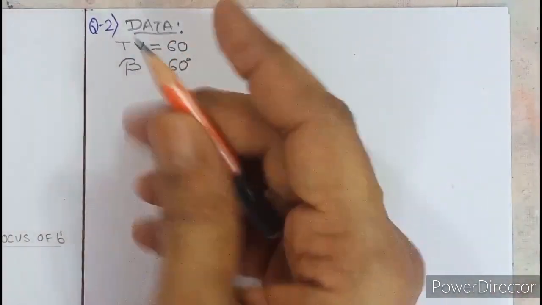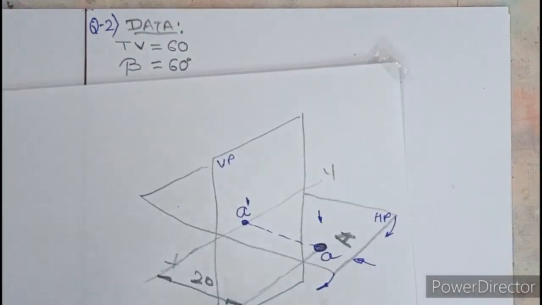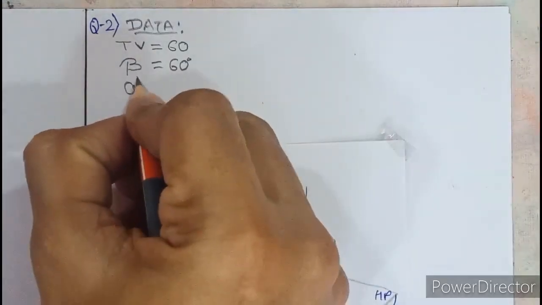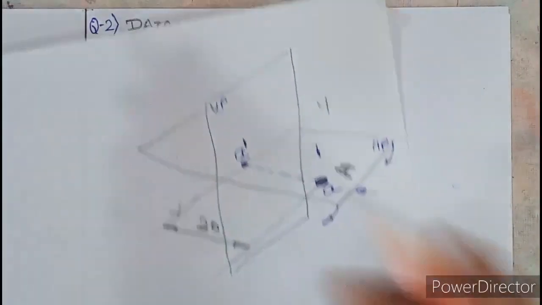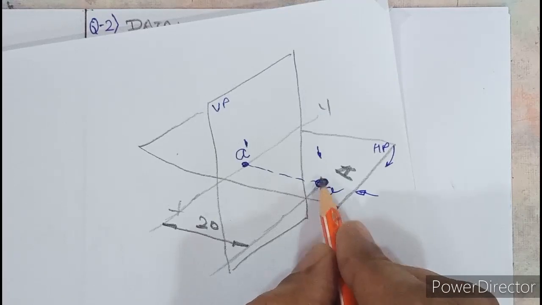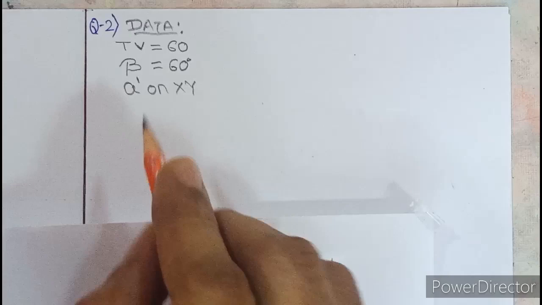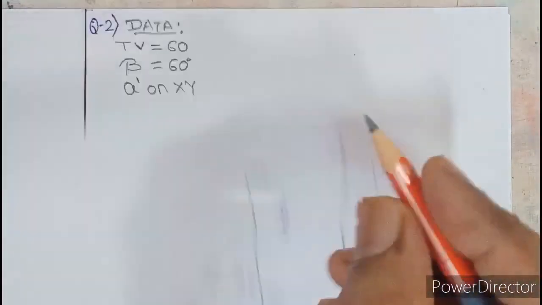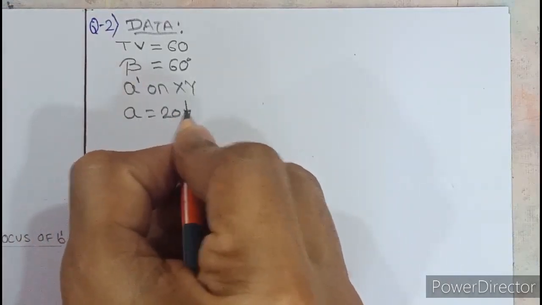So we need to write the data here. So how will you write? Okay, so refer this diagram. So we should write that A dash. See, A dash is on xy, no? Neither above nor below. So you should write here A dash on xy. You should write on xy like this. Standard way to write. And what about small a? It is below xy. So in question they will give you with respect to HP and VP, but while answering you have to specify with respect to xy. So point A is 20 below xy. So you should write A equal to 20 below xy.